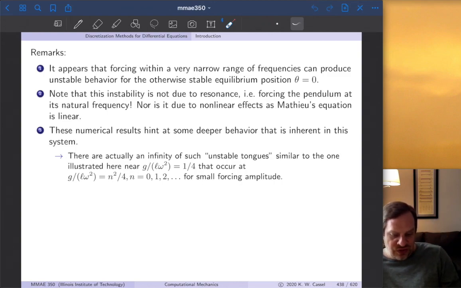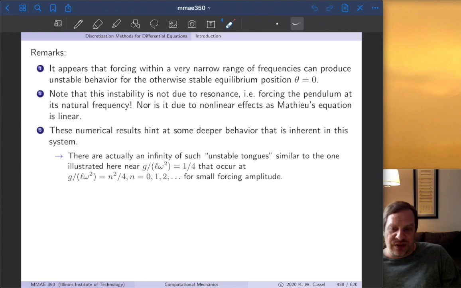And now your first thought might be, oh, well, maybe the 0.25 is some sort of resonance, right? Because we know that if we force things at the natural frequency of the system, you can get a resonance effect and things can grow rapidly, but that's not what this is. I'm not forcing at the natural frequency of the pendulum. And again, it's a linear equation, so it's not because of nonlinear effects.